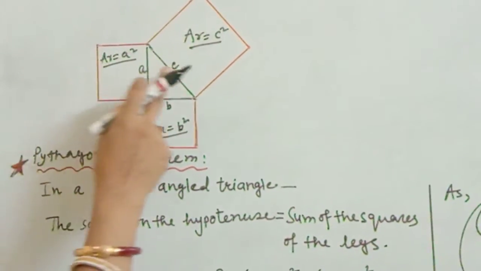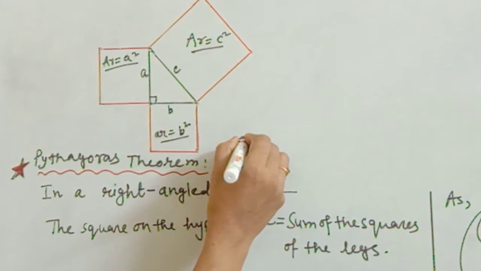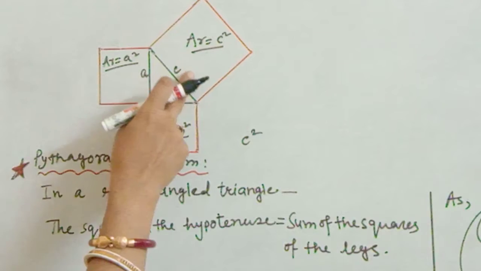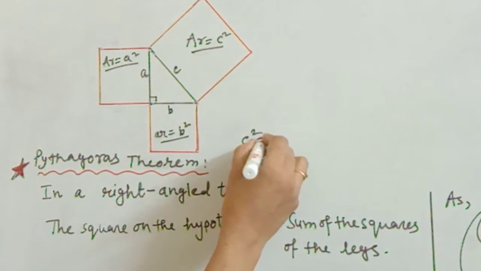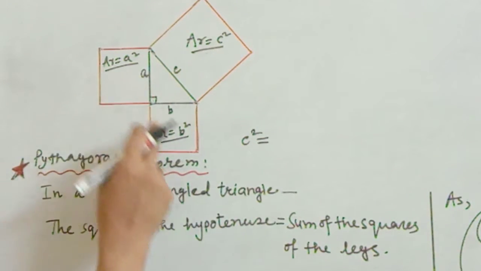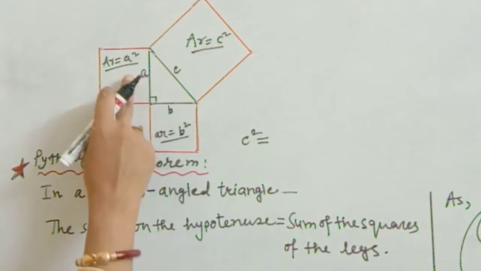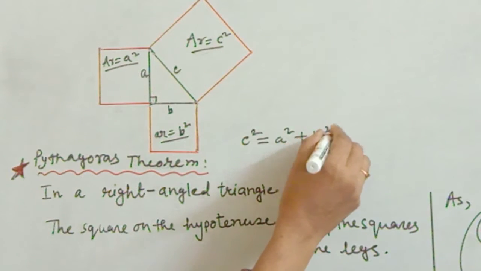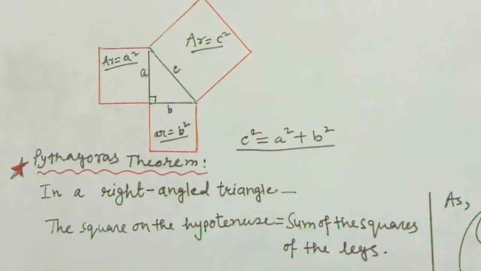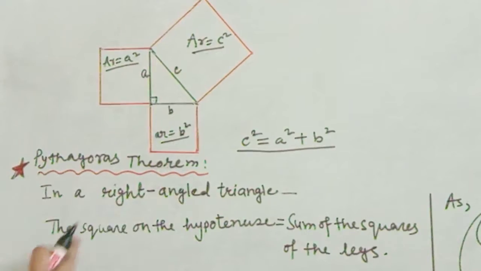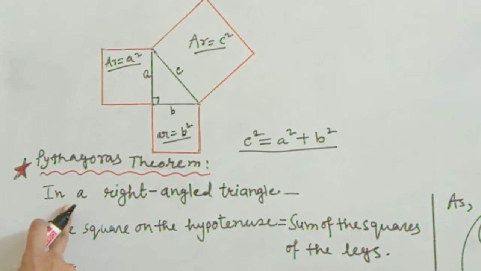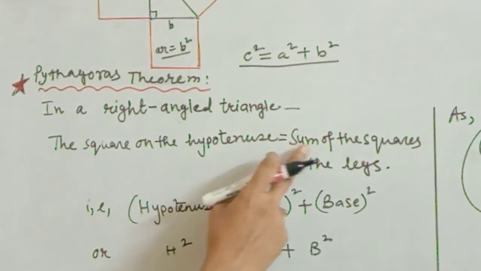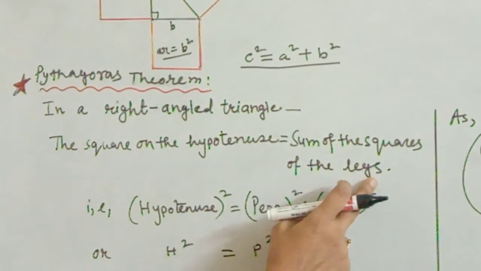That means C square, the square drawn on the hypotenuse, is equal to the sum of the two squares drawn on its two legs. So A square plus B square, according to Pythagoras theorem. In higher classes you can verify it also. In a right angle triangle, the square on the hypotenuse is equal to the sum of the squares of the legs.